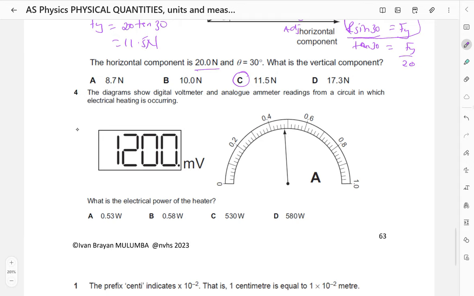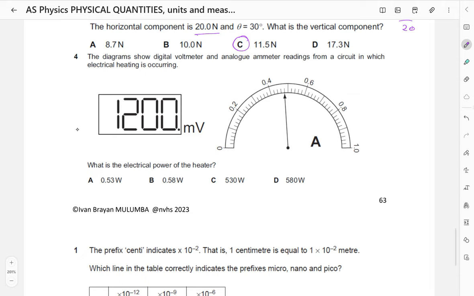The diagram shows digital voltage. We have done a similar question like this one. So what is the electrical power of the heater? This time we want power. Last time we wanted the resistance. So power can be equal to I squared R, or V squared over R, or simply I times V. So let's use I times V.